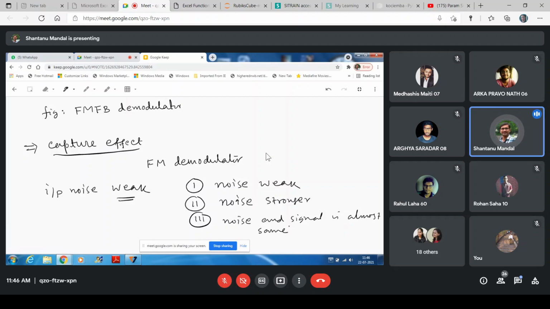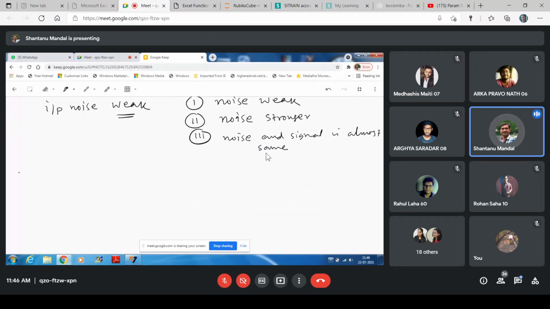This is one. And if reverse, that is, noise is stronger than the received signal, then noise is dominant in the FM. And if noise and received signal both are of equal strength, then the demodulator input signal is fluctuating. And this total effect is known as the capturing effect of the demodulator.